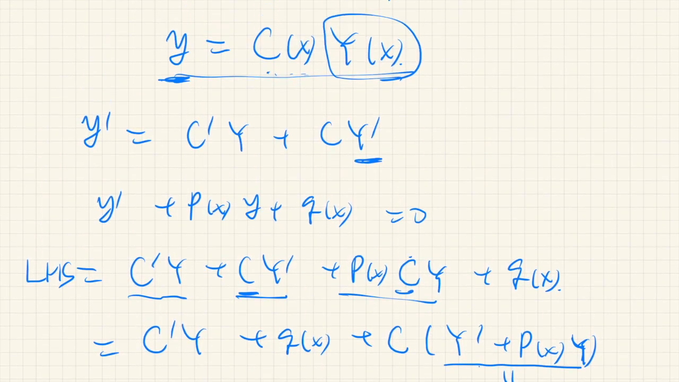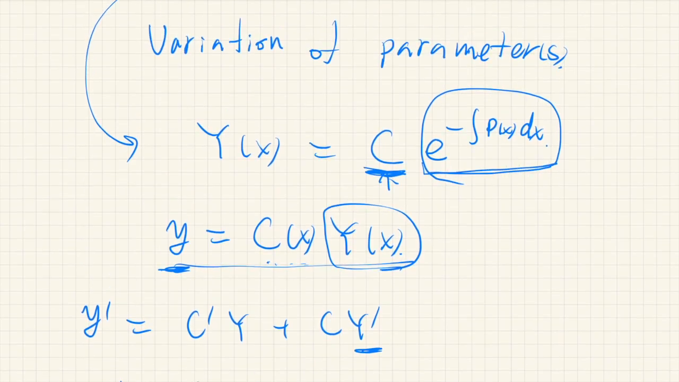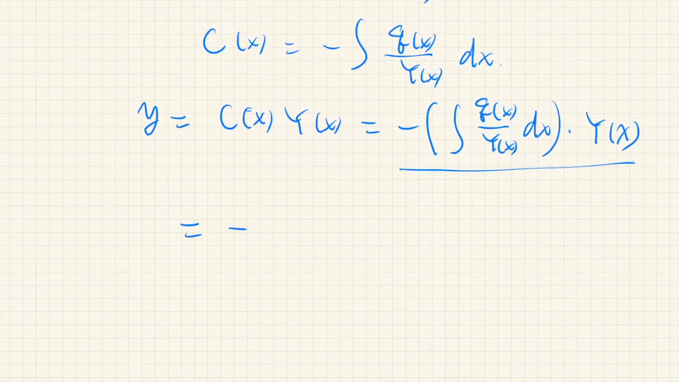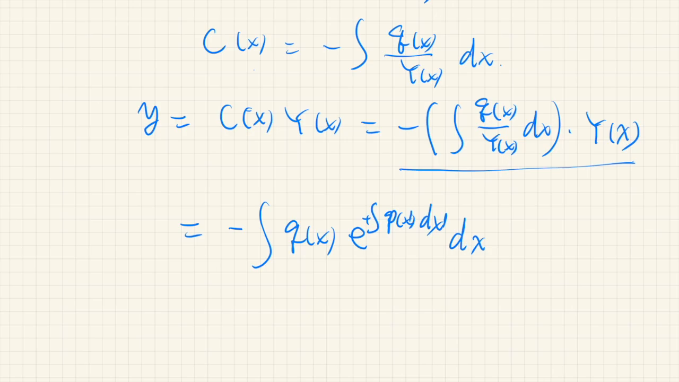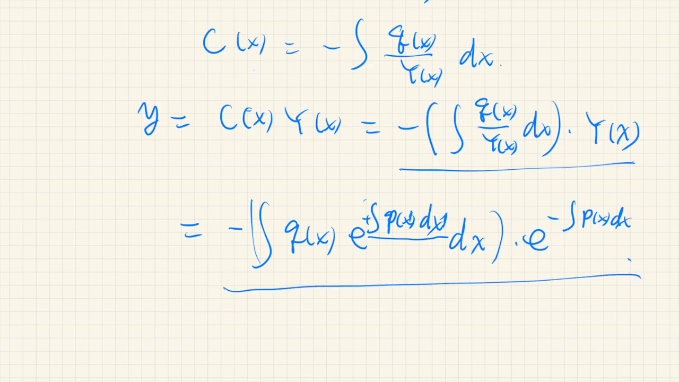Since we know the form of this uppercase y, we can be a little bit more explicit. If we take q of x and the inverse of y, that is the exponential of positive p of x dx. Maybe we should put a different variable here, x prime, inside the integral, and an exponential of negative p of x dx. So you can use this as a formula to find a special solution for the inhomogeneous differential equation.